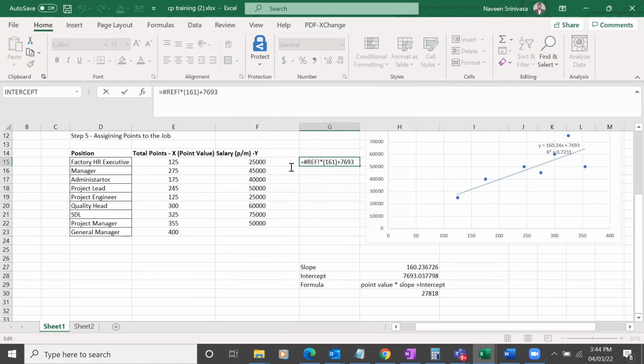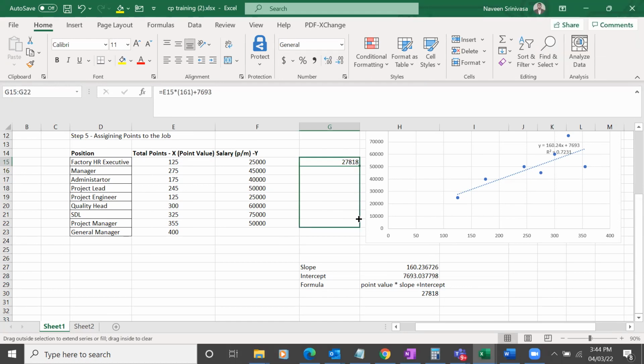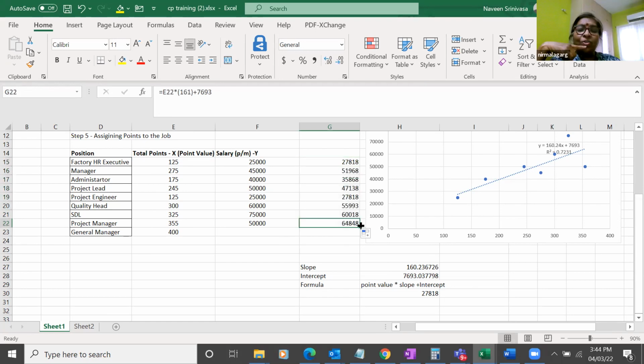Only change the reference, na? Good. Now drag the formula, yeah. Now it will work for you. That is the pay line. Pull it. You will get general manager also.